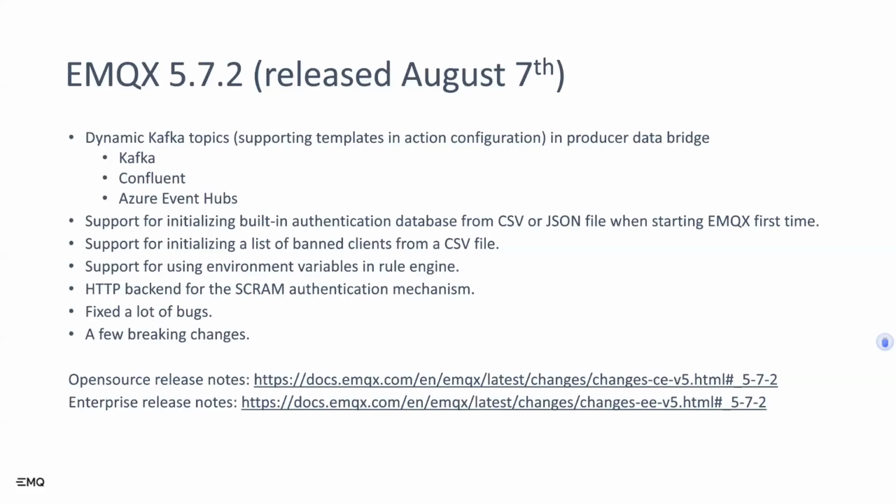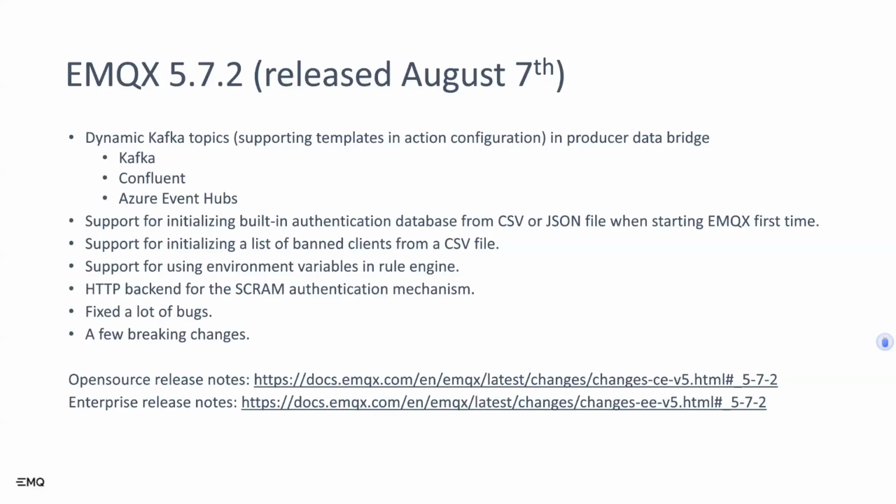Another useful improvement is support for initializing the authentication database from a CSV or JSON file. For example, it could be useful in Kubernetes deployment when you have a bunch of MQTT users that you want to create. If you use this feature, these users will be available right when EMQX starts on Kubernetes. And similar functionality for banned clients. So you can bootstrap this list from a CSV file.